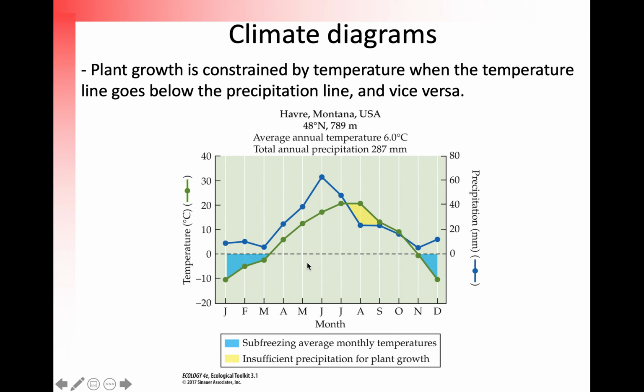Something else to point out to you. When you get an area of yellow, that means that you have insufficient precipitation for plant growth. And whenever the precipitation line drops below the temperature line, that's when you're going to have insufficient precipitation. Okay? Anytime that line drops below it. Alternatively, well, I'll wait till we have an example to talk about temperature.